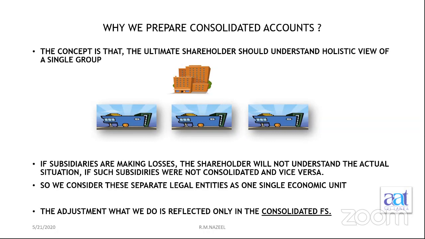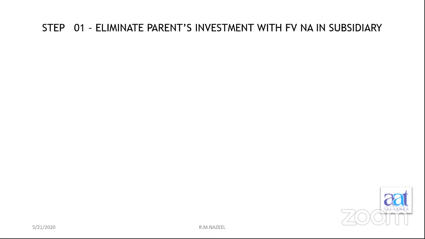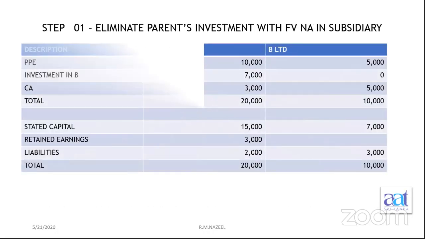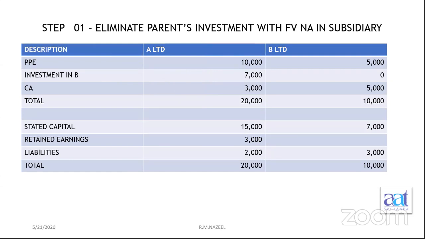Now we will start with question number 1. We are going to discuss step number 1: what we do with the parent's investment against the net assets in the subsidiary. I use the term fair value because the standard wants you to take the fair value, but in this sum, the book value was equal to fair value. You can see there is PPE of the parent and subsidiary. What is the procedure? Like assets and liabilities are added together and presented. That is step number 1.